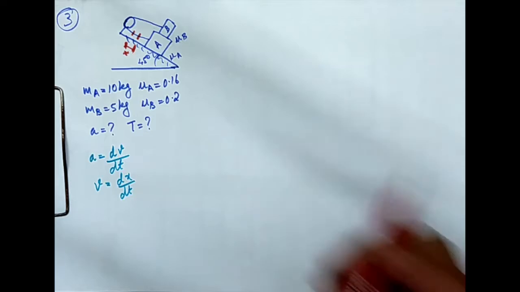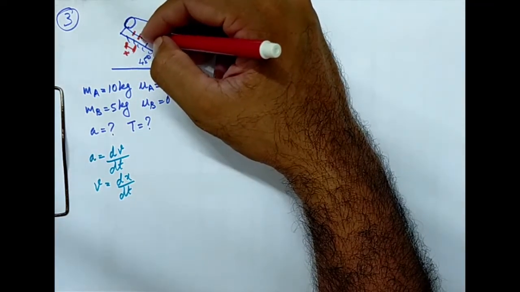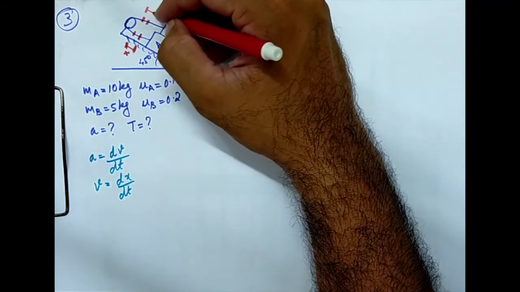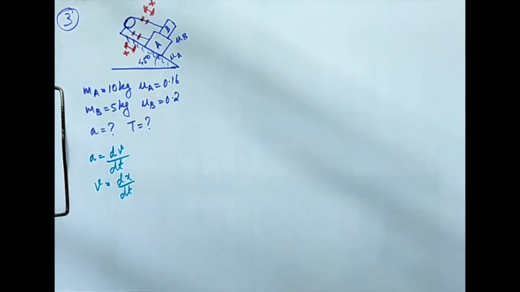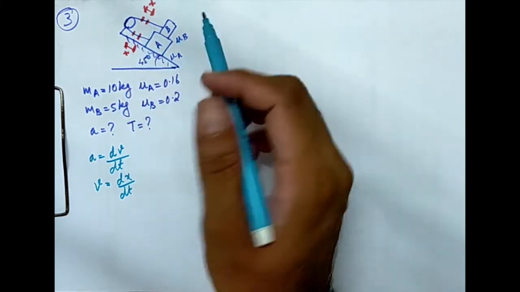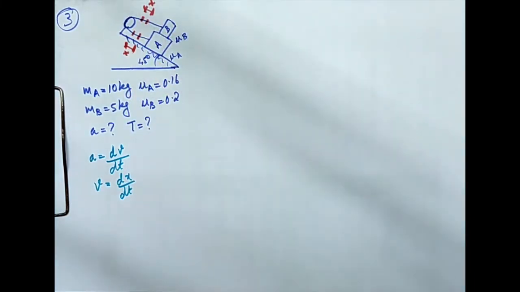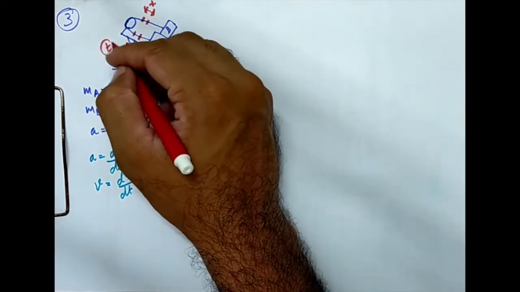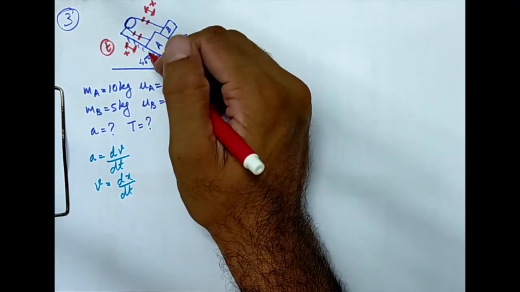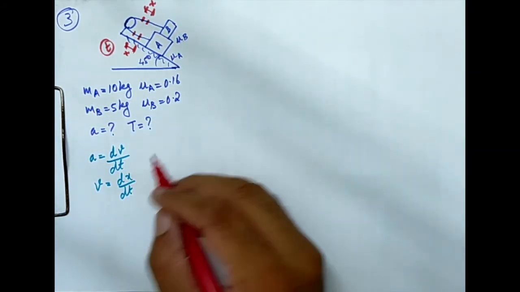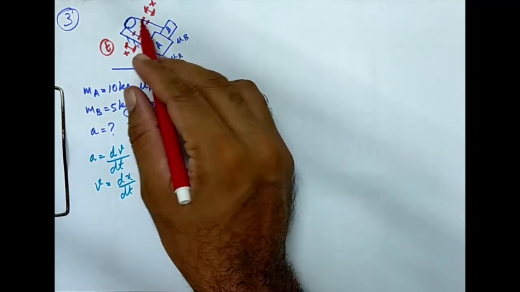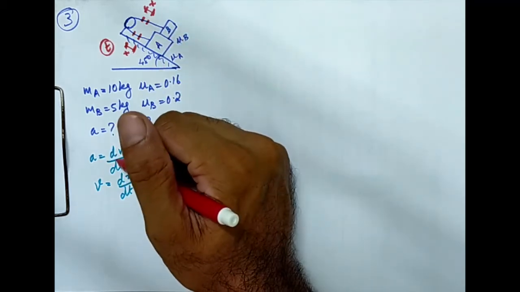So when block A is sliding down by an amount x, block B will be sliding up by the same amount x, right? So what about the velocity for A? If you are considering this sliding happened in a time interval, say t, then in a time interval t, A slides down by x and B moves up by x. So the velocity will be x by t. The velocity of A moving down is x by t, velocity of B moving up is also x by t.